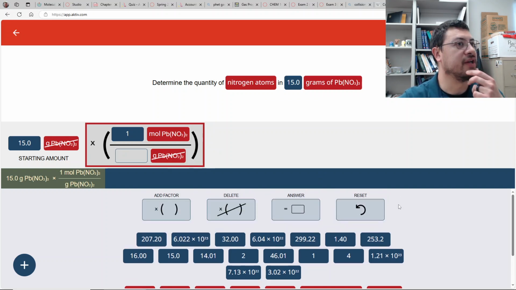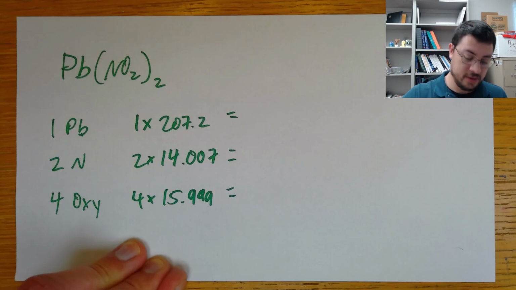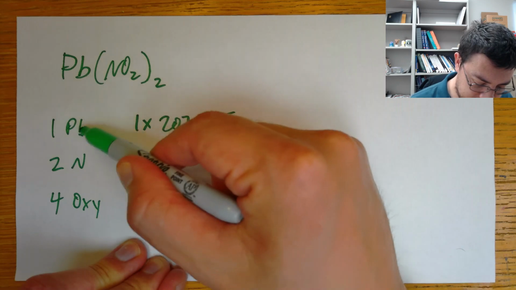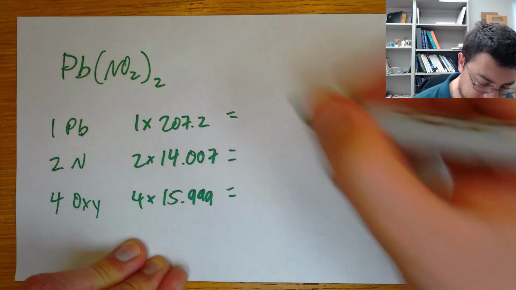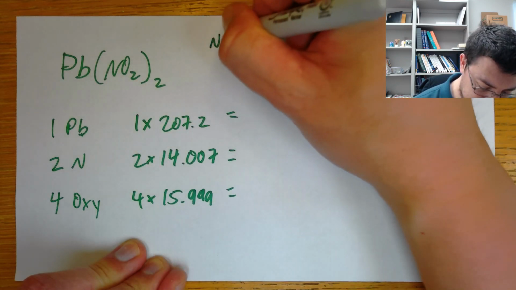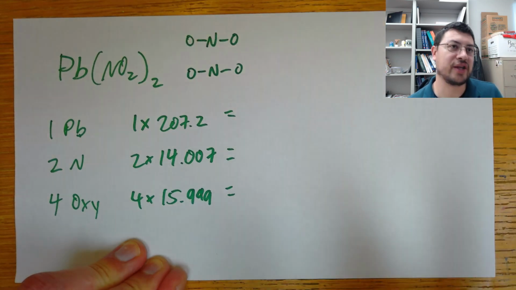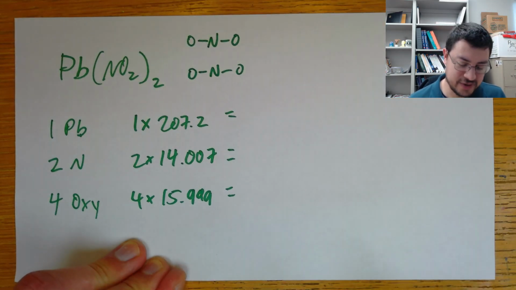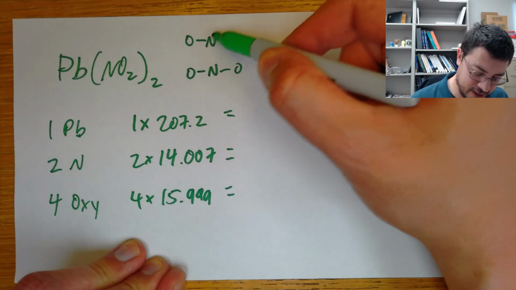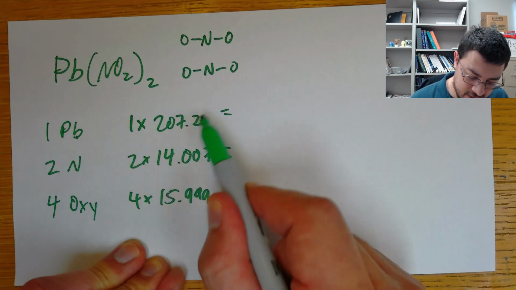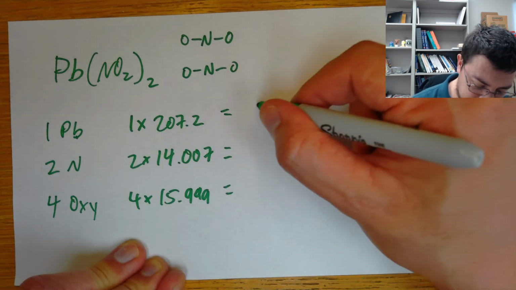All right, and then we need to calculate the molar mass. So this is how I would set up my molar mass calculation. 1 lead, 2 of the nitrites. I know that's not the correct Lewis structure, but for this problem, it doesn't matter. So we got 2 nitrogens and then 1, 2, 3, 4 oxygens. So that's how I would do those subtotals.